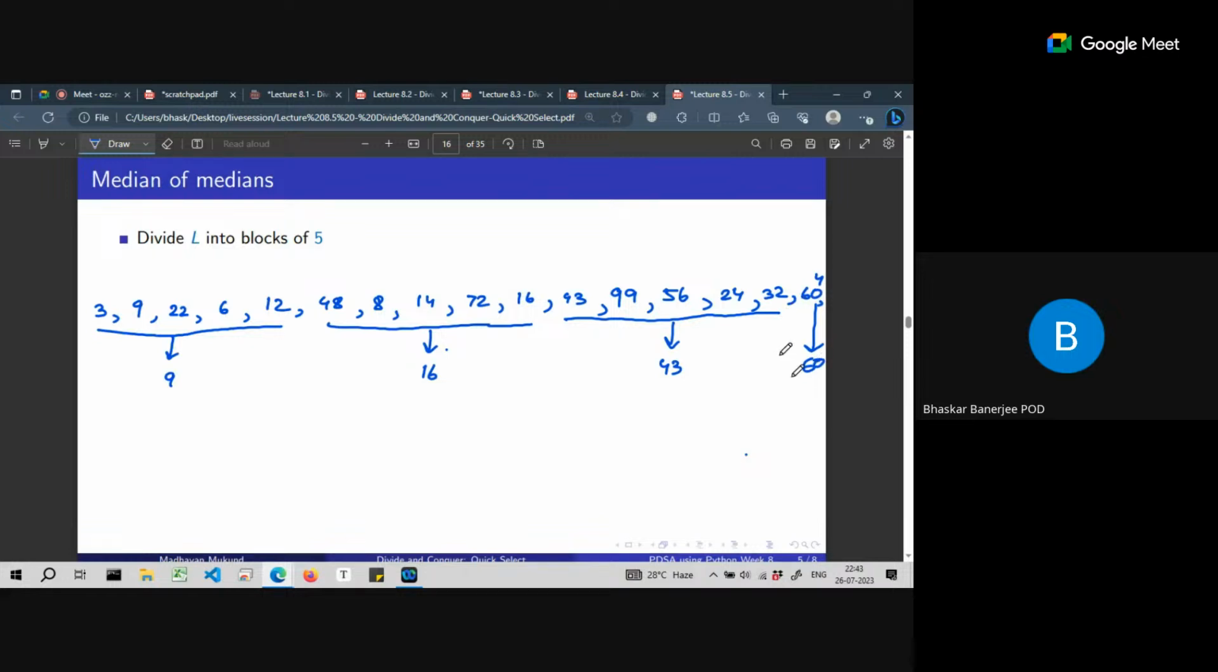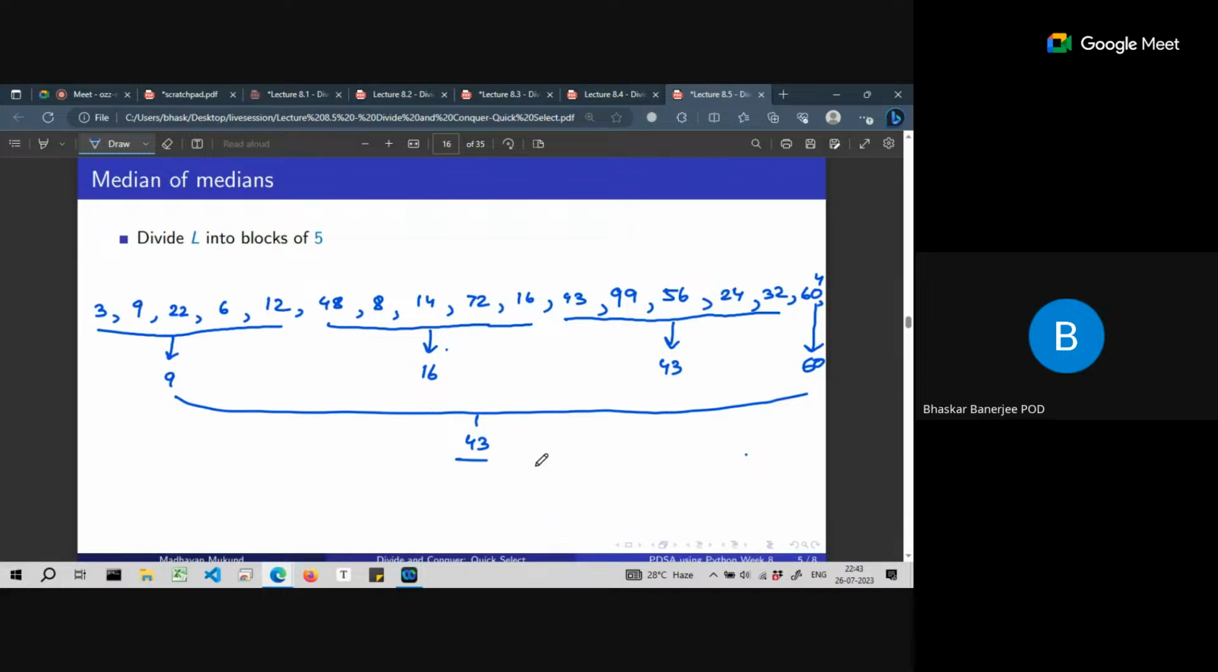If there are 3 terms, find n by 2. Basically sort it and then take n by 2. So this is what I do. Okay, 4 numbers I got. Again, find the median. 43. 9, 16, 43, 60. So 43 is your median of median.